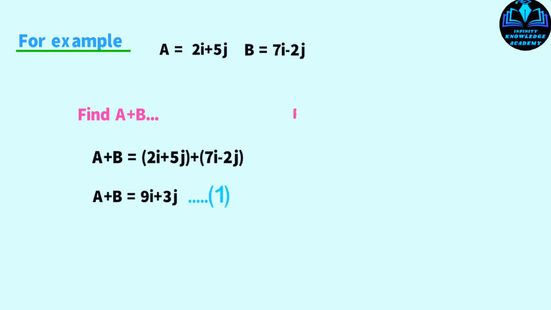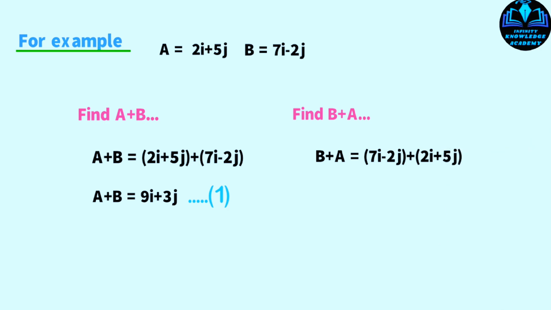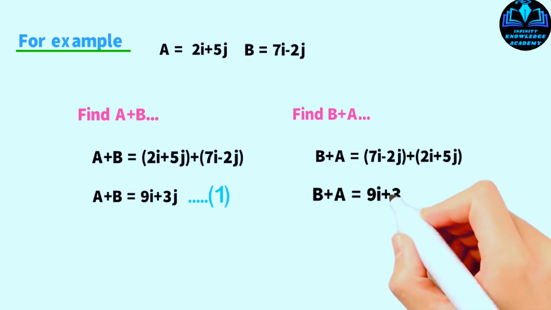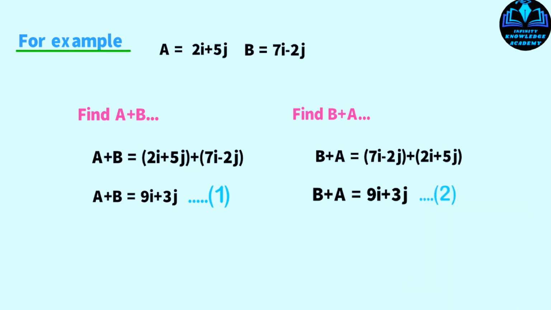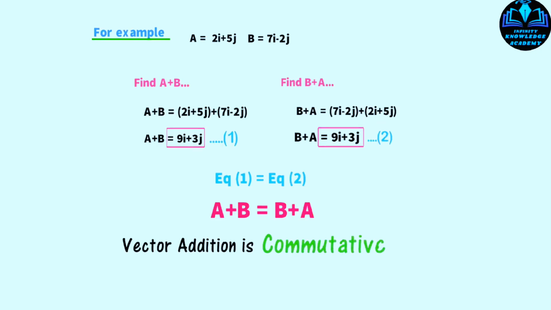Now if someone is asking me to find the addition of B plus A, I will take the vector B, 7i minus 2j, plus 2i plus 5j, and I am getting B plus A equal to 9i plus 3j. Now look here, equation 1 is equal to equation 2, 9i plus 3j. So we say A plus B is equal to B plus A. So the addition of vectors is the same. Therefore, we say vector addition is commutative.